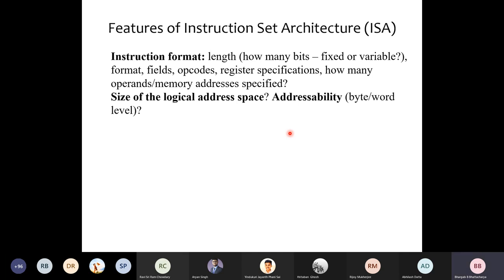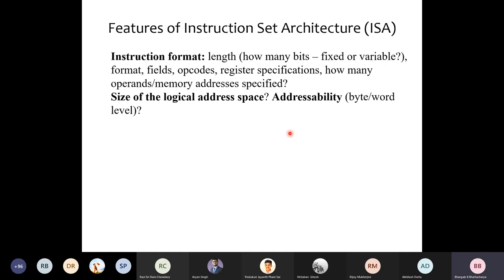Size of the logical address space. So we said that in order to access memory, I need to send the address of the memory location, right? The CPU must float the address of the memory location. So here a natural question is, how many bits in the address bus? How many bits should be given to access the address? If I have k bits, it means that I can access 2 to the power k memory locations, isn't it so?